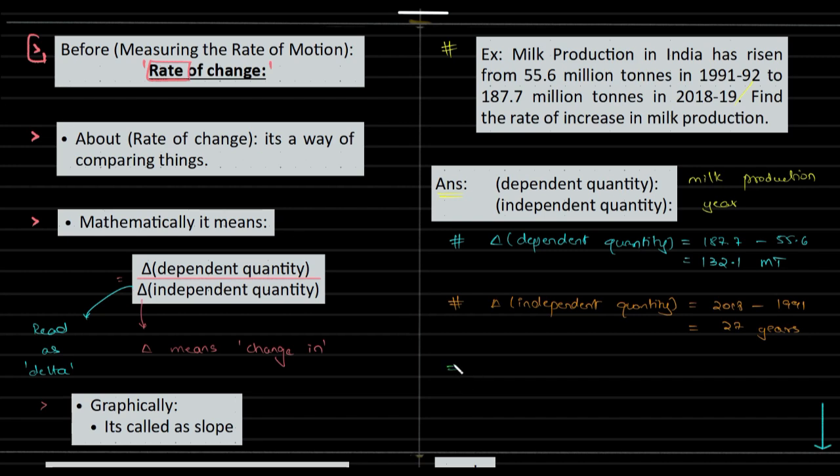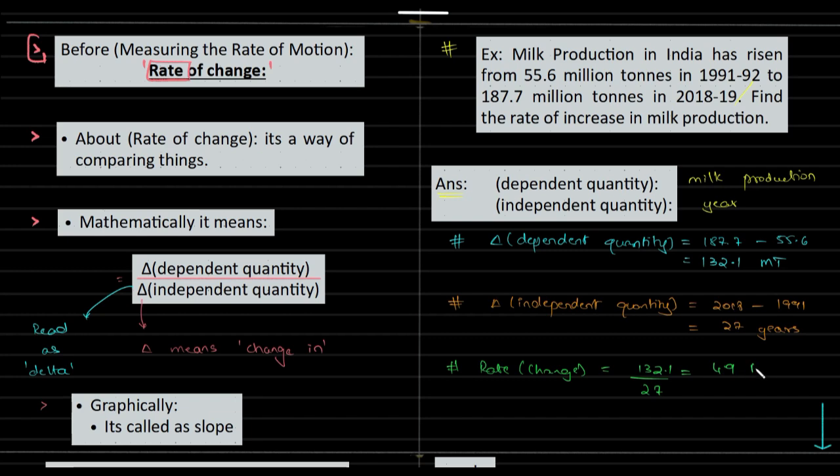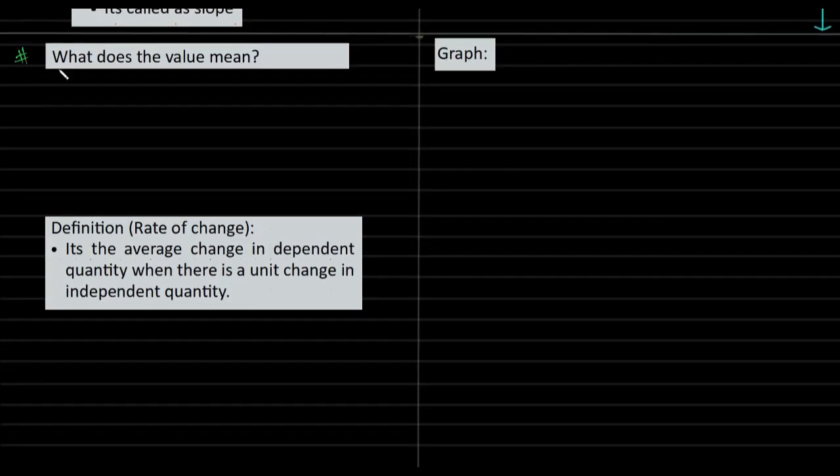And now the rate of change will be equal to 132.1 divided by 27. Right? So 132.1 divided by 27 is approximately 4.9 million tons per year. So this is what the rate of change over here looks like. But of course, what does it actually mean? All this is good, but what does this value mean? That's the next question we'll try to understand.